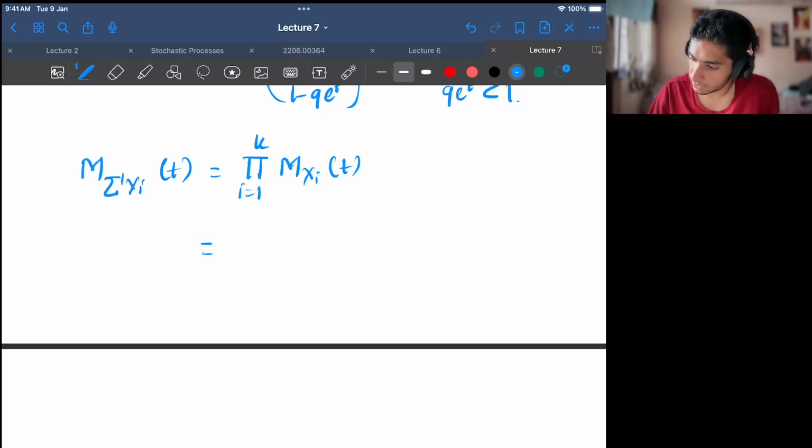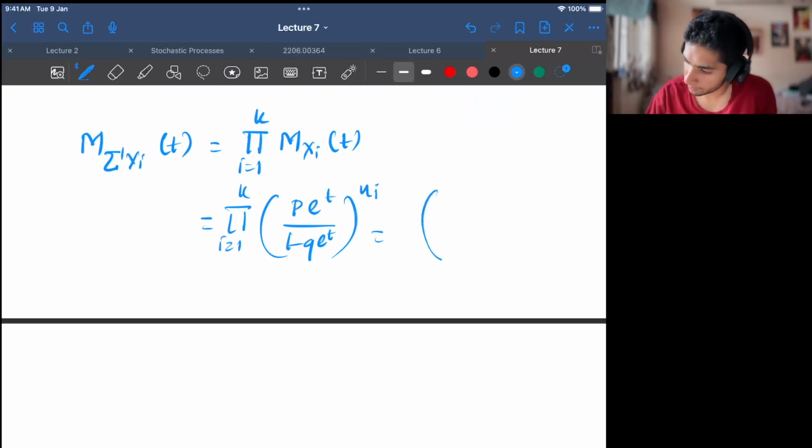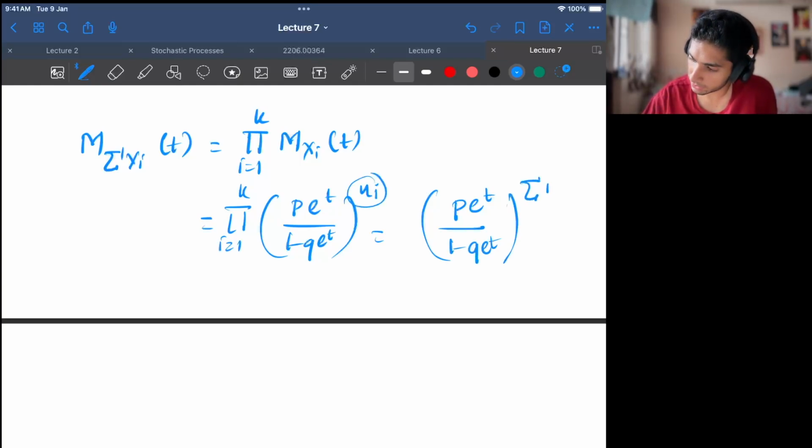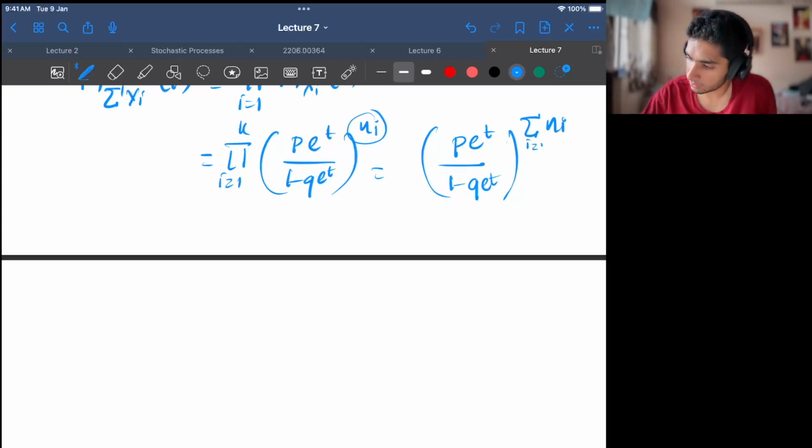And what is the value of this? We know that each of them is p e raised to t upon 1 minus q e raised to t, right? And it's the product of them, i going from 1 to k and raised to ni. So this will just become what? P e raised to t. Everything inside doesn't depend on i, so that will just remain. The exponents will just add up, summation ni, i going from 1 to k.